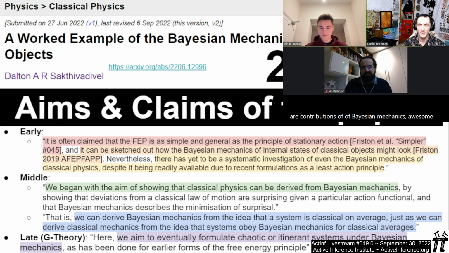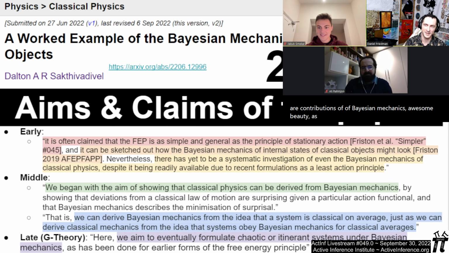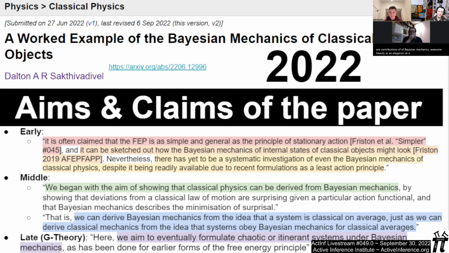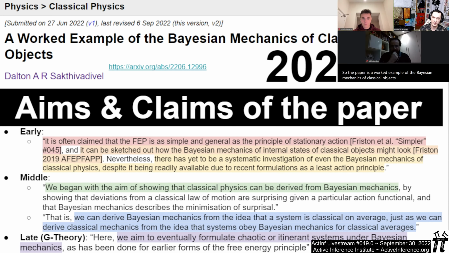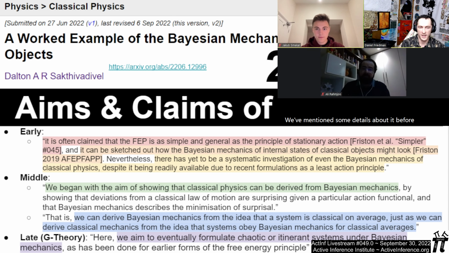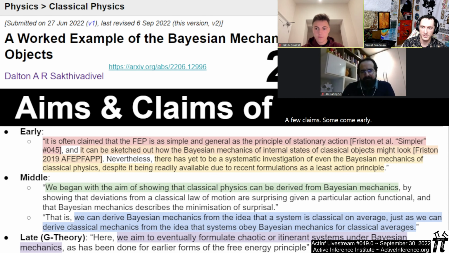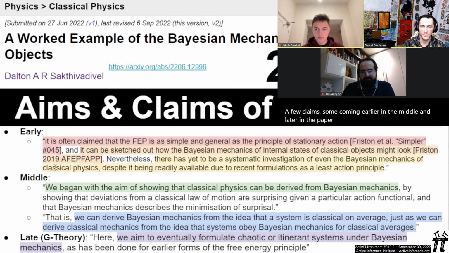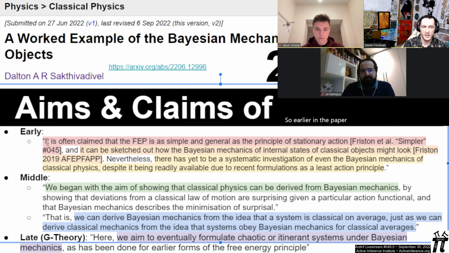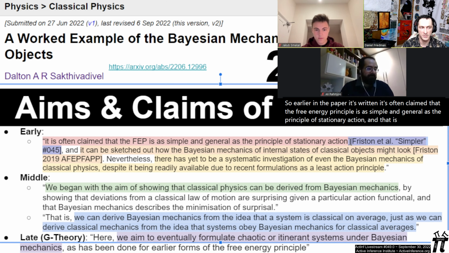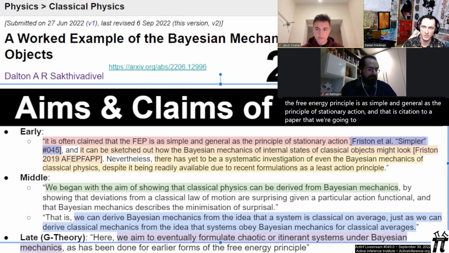Awesome. Beauty and elegance as indicators of scope and scale. So the paper is a worked example of the Bayesian mechanics of classical objects. We've mentioned some details about it before. I'll just highlight a few claims, some coming earlier, in the middle, and later in the paper. So earlier in the paper, it's often claimed that the free energy principle is as simple and general as the principle of stationary action. And that is a citation to a paper that we're going to discuss in just a few slides.